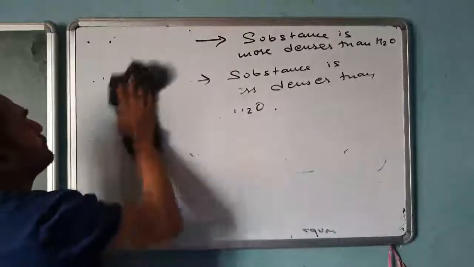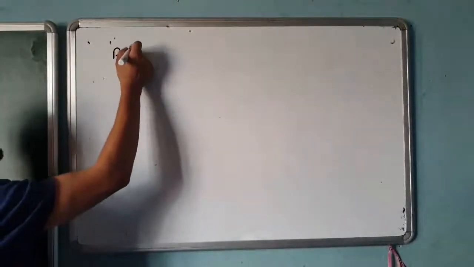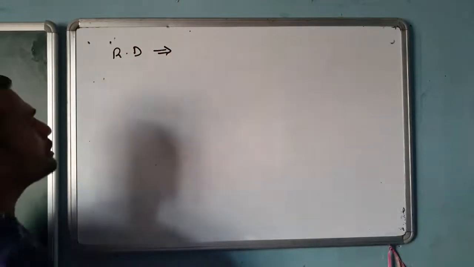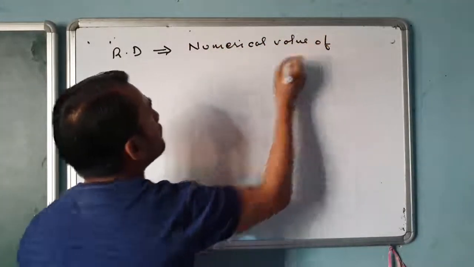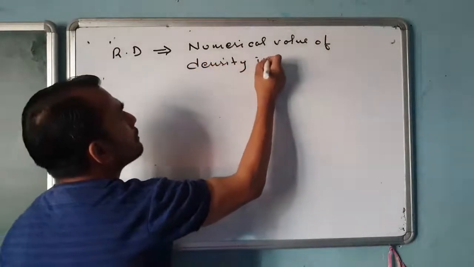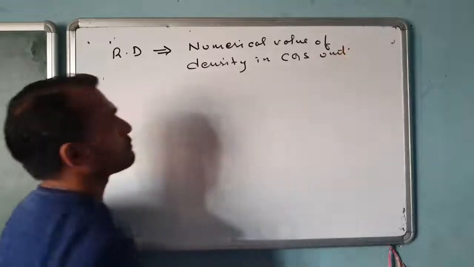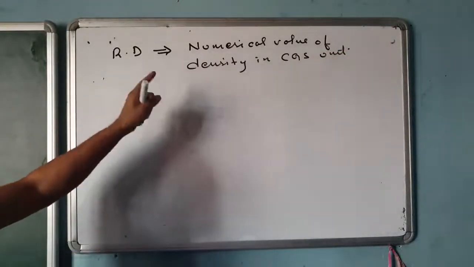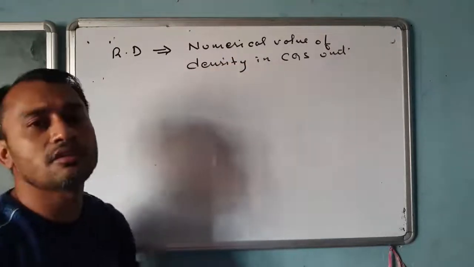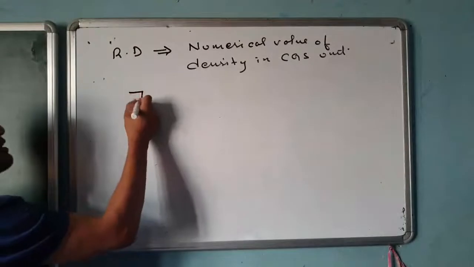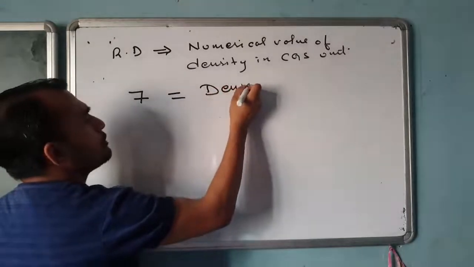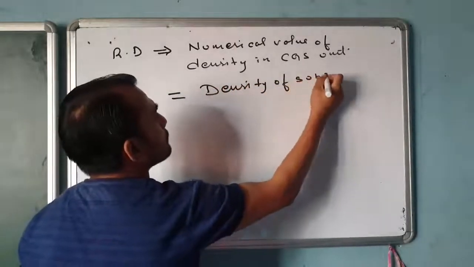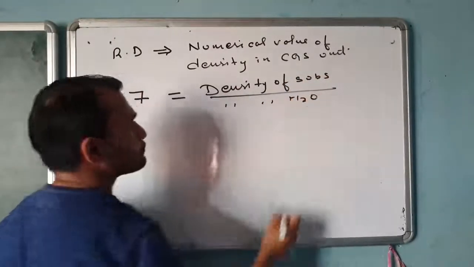Now in relative density, there are some facts we need to know. What are those facts? Let's find out. The relative density of any substance will be equal to the numerical value of density in CGS unit. So the relative density of any substance is always equal to the numerical value of density in CGS unit. Let us find out. For example, let us say that the relative density of some substance is 7. Then we take this as density of substance by density of water. Am I right?